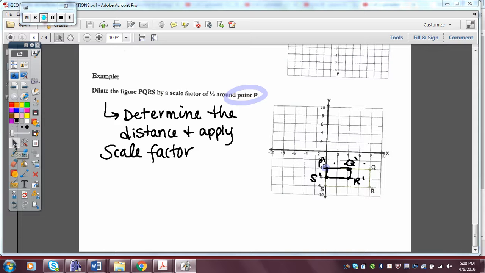So this wraps up our transformations. We have 4 main types. To translate, we slide. To reflect, we flip. To rotate, we spin. And to dilate, we either enlarge or we shrink.